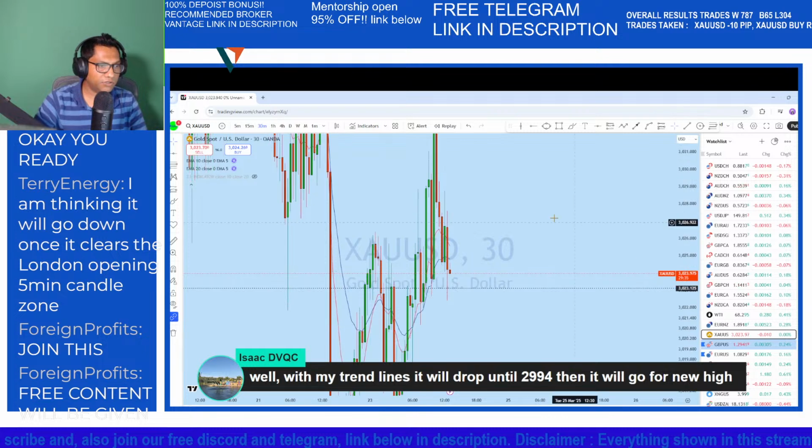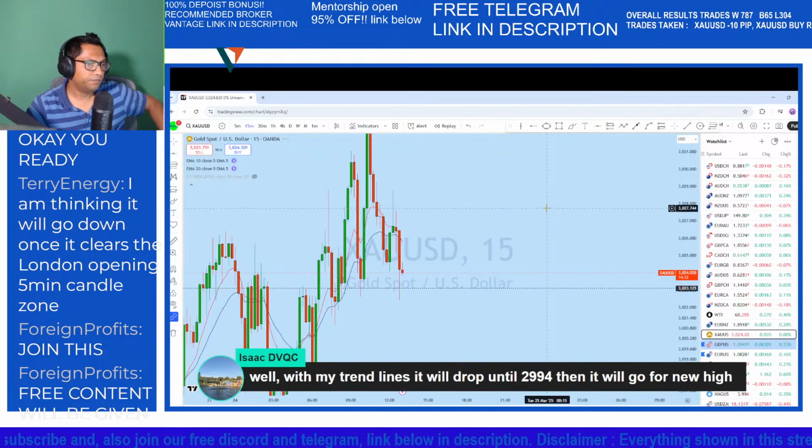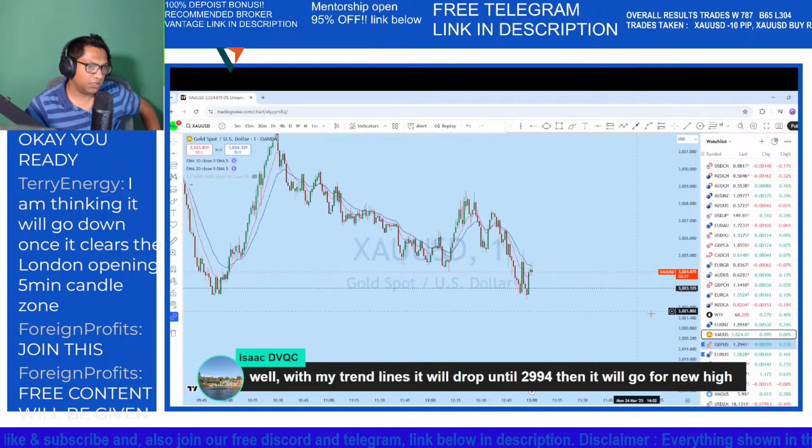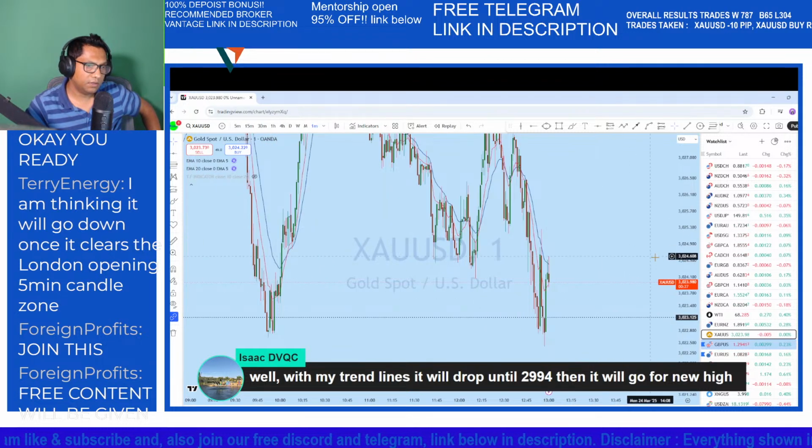Okay, there is a red bearish candle, and from that zone the market is slowly trying to break below. There is a long wick doji here as well.